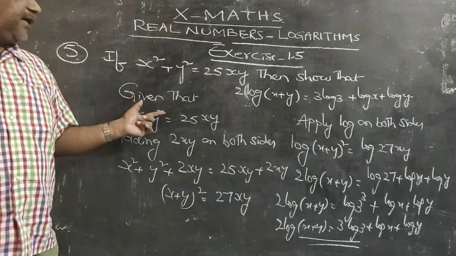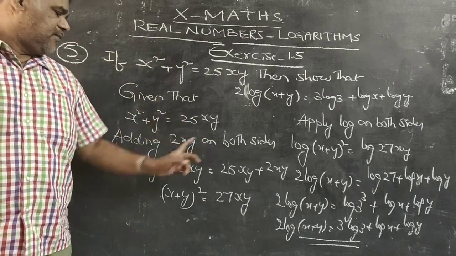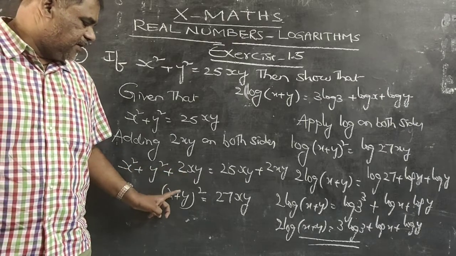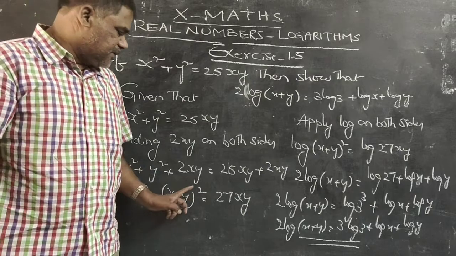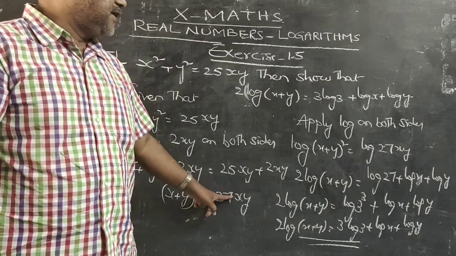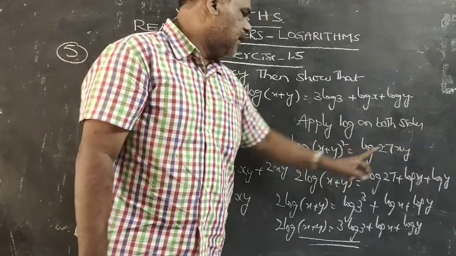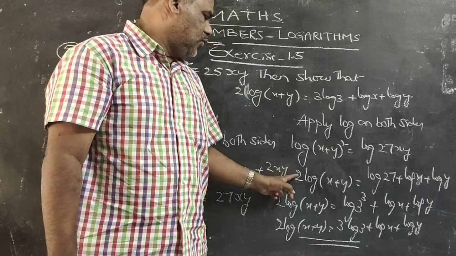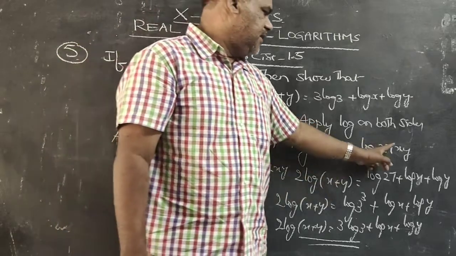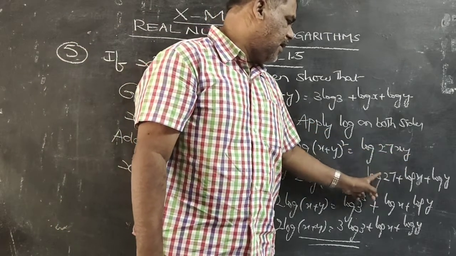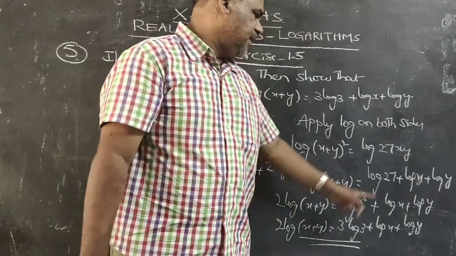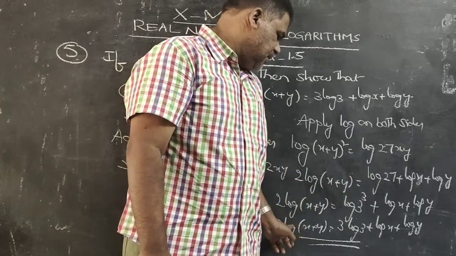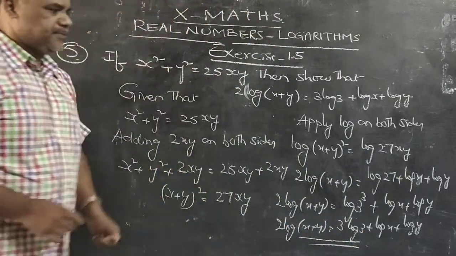So take the given condition, add 2xy on both sides. Left hand side will become a square plus b square plus 2ab, that is (a plus b) whole square. So (x plus y) whole square is equal to 27xy. Apply logarithm on both sides. Log a to the power n is n into log a, so 2 into log (x plus y). This is the log ABC formula, log a plus log b plus log c. In the next step 27 you write as 3 cube, so 3 comes here, and you will get the required answer.